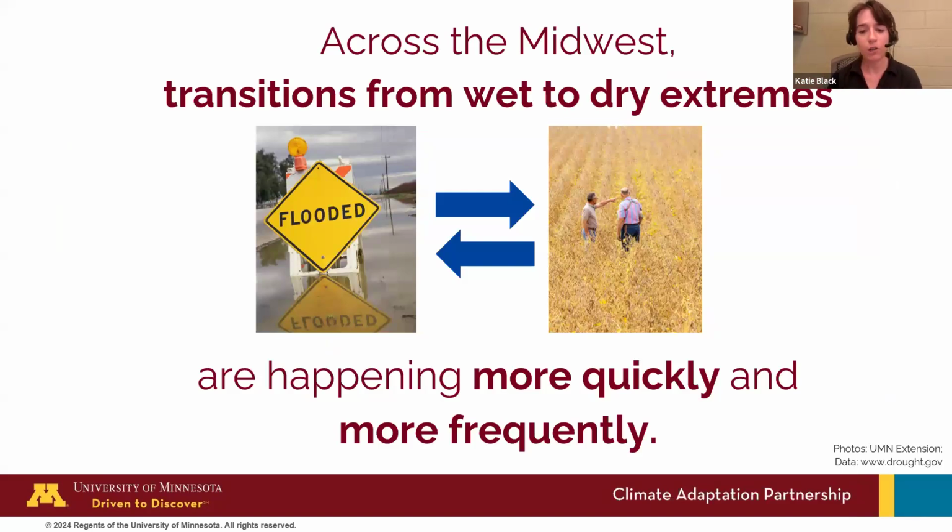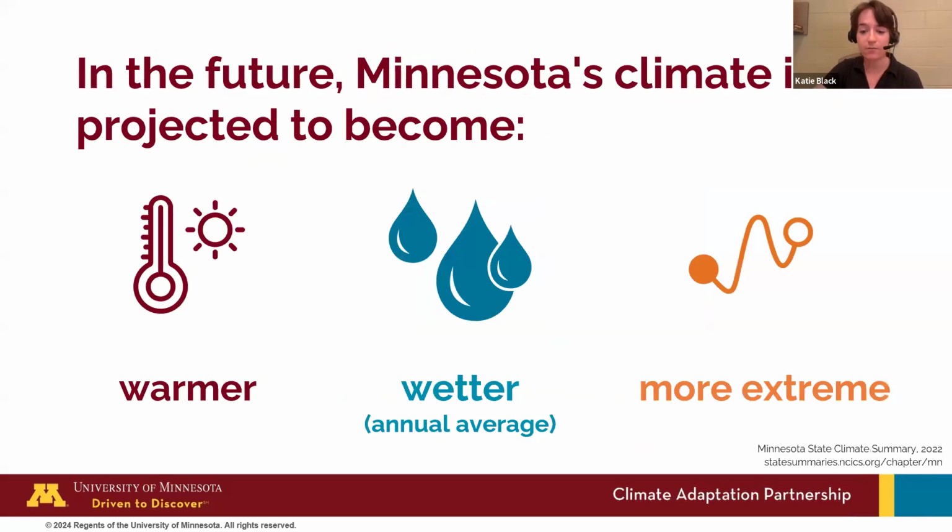And in addition, across the Midwest, we've seen that the climate is becoming more erratic with transitions from wet to dry extremes happening more quickly and more frequently. I don't think I need to talk about this too much. I think most people attending this webinar who are based in Minnesota can think about any number of years over the past few years where we've seen these transitions from really wet to really dry occurring in various parts of the state. Next slide.